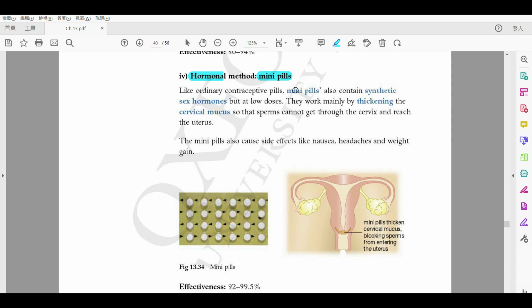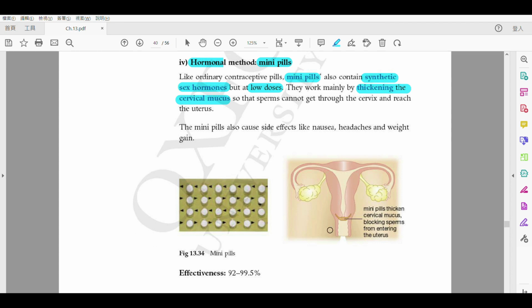Let's talk about this mini pill. Mini pills also have synthetic sex hormones, but at a low dose. Dose means the amount. So what are they doing? They are actually thickening the cervical mucus, thick enough so that the sperm cannot get through the cervix and reach the uterus and meet with an ovum. This is only what I heard. I'm not very sure.